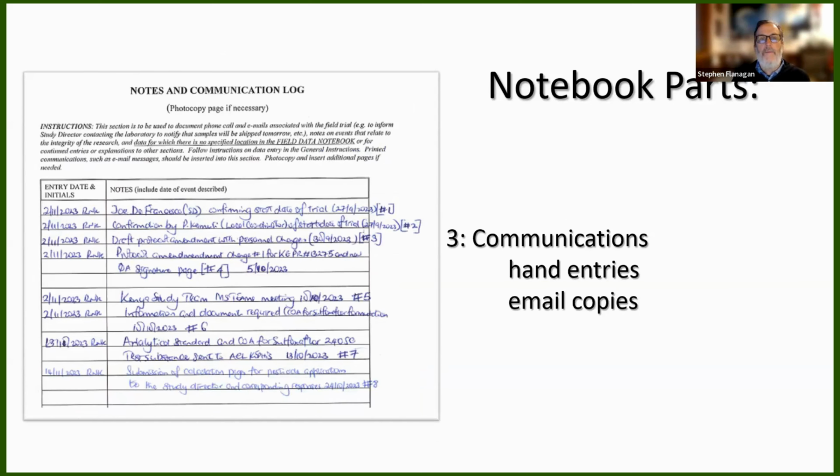Communication. This section of the notebook usually has 2 different types of entries. There's obviously a handwritten chronicle of who you talked to, what questions arose from the protocol or the study conduct, and how they were addressed in communication. But then also behind this handwritten log, there are going to be copies of emails or any other communications that were a part of resolving any questions.